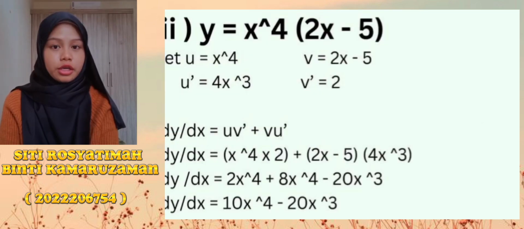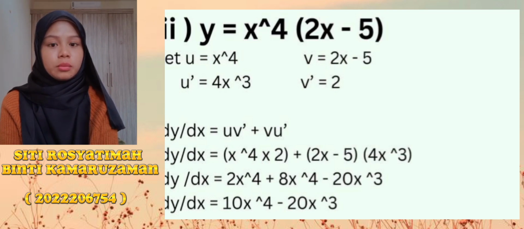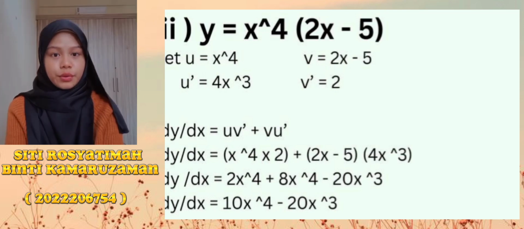For Roman 2, y equal to x power of 4 bracket 2x minus 5. Use product rule. Let u equal to x power of 4 and u prime equal to 4x power of 3. And v equal to 2x minus 5 and v prime equal to 2. Transfer the values into the formula dy/dx equal to uv prime plus vu prime. So dy/dx equal to 2x power of 4 plus 8x power of 4 minus 20x power of 3. dy/dx equal to 10x power of 4 plus 20x power of 3.